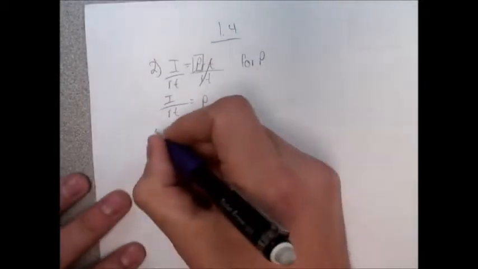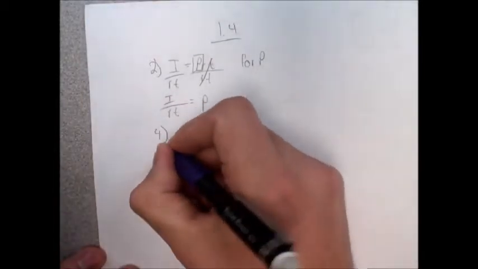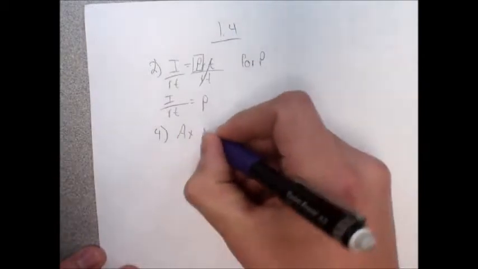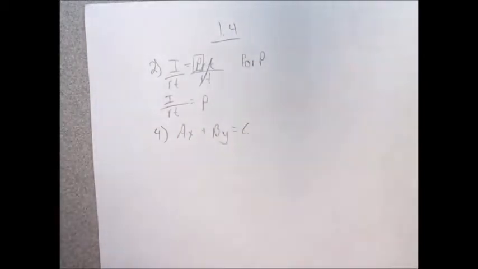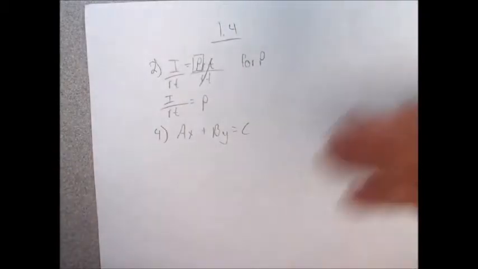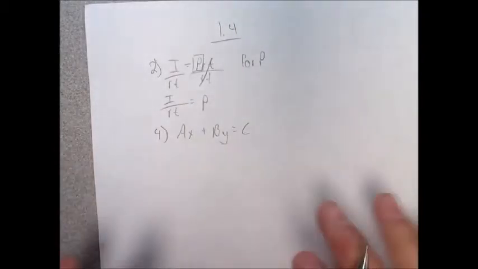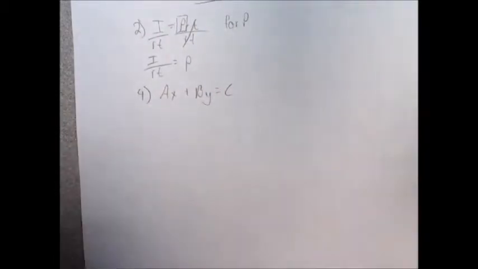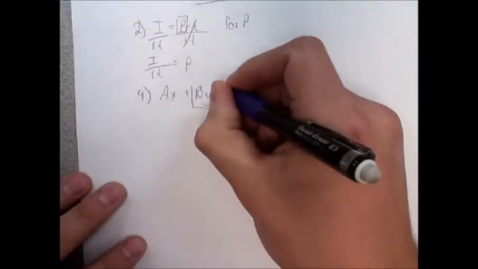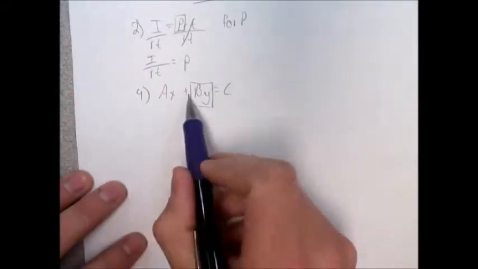Okay, number 4. This one's a little more involved than that one was. It gives you AX plus BY equals C. That's basically standard form. It says solve for Y. So basically you're converting a formula into y equals mx plus b. So this is from standard to y equals mx plus b. And I have to isolate first this term. So how do I get rid of an ax added to a by?